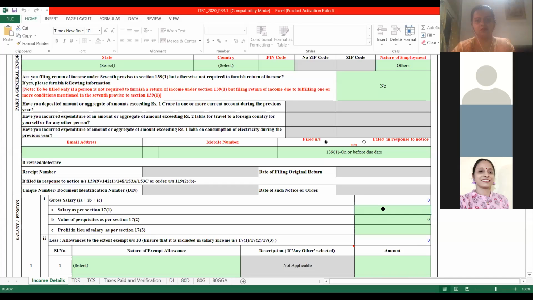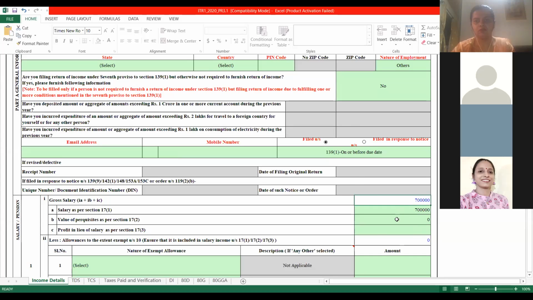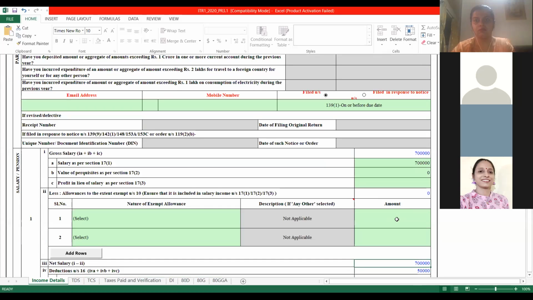So here, it's starting with the gross salary. So I will have to enter the gross salary. Say, for example, I will take the amount to be 7 lakhs. You can see this blue cell. If I try to enter something, it shows that the cell or chart you're trying to change is on a protected sheet. To make the changes, you have to enter the password. It is a password created by the person who created this sheet, so we cannot change it. We don't have the option to enter the data over there.